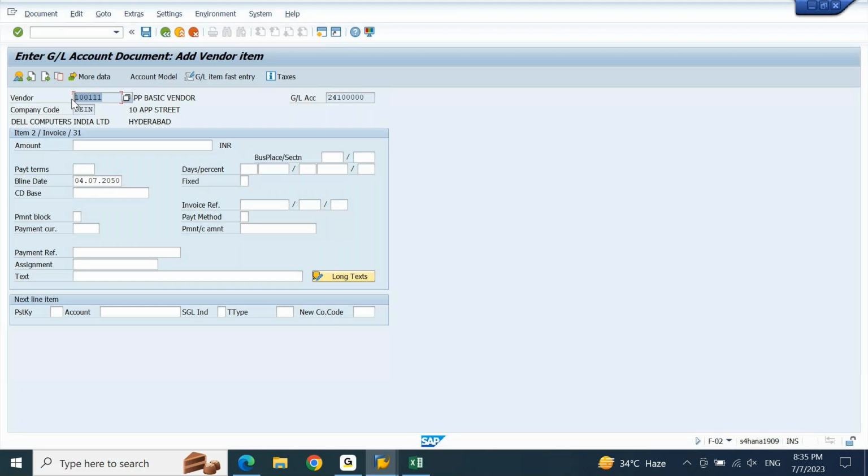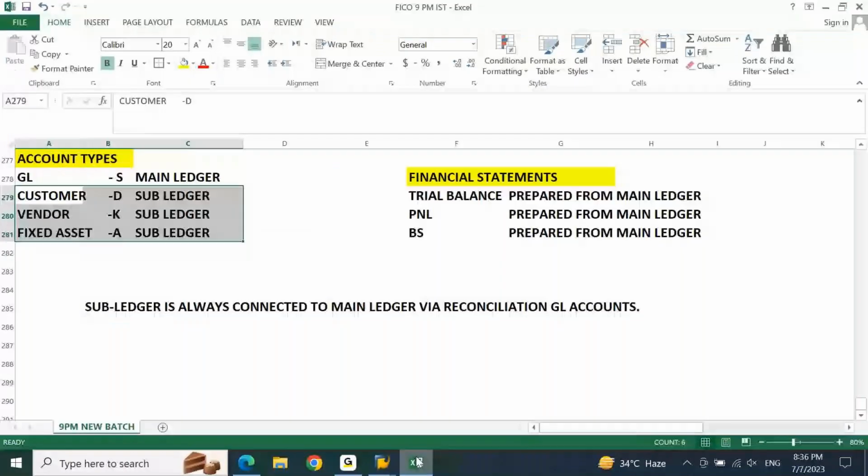If you post any entry to vendor, customer, or fixed asset, the system is going to update two accounts. One is a subledger account, the other one is the main ledger account, in the same entry itself. If you look at this, the moment I gave the vendor account, automatically the system is bringing the GL account. Correct? Whenever you pass any entry, by default, your subledger and main ledger both are updated on the debit and credit side.